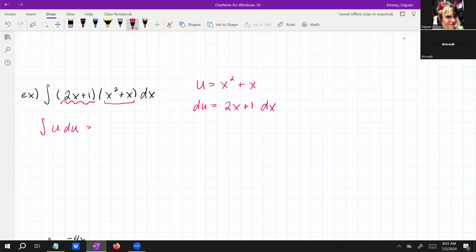This one's really straightforward. We get 1/2 u squared, plug it back in. So which gives me 1/2 x squared plus x plus my constant c. And this is a case of, whoops, I forgot my 2, didn't I?